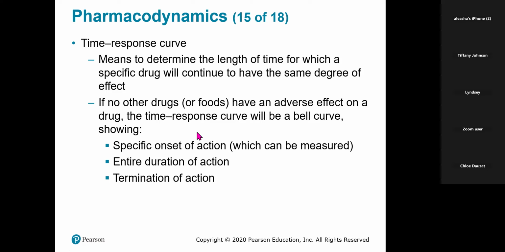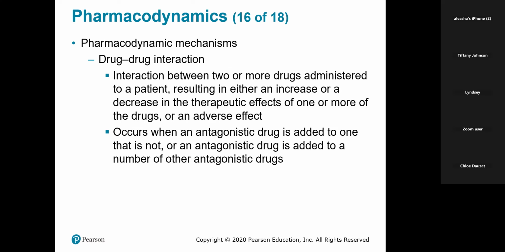If no other drugs or foods have an adverse effect on a drug, the time response curve will be a bell curve, showing the specific onset of action, which can be measured. It'll show the entire duration of the action, and it'll show what time the action is terminated.